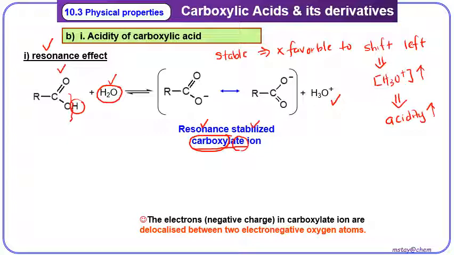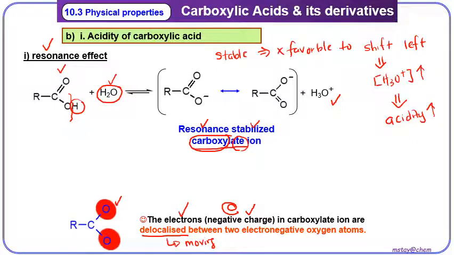So what is the meaning of resonance effect? When we want to explain something related to the resonance effect, the keyword we use is that the electron or the negative charge in the carboxylate ion is delocalized. Delocalized means they will be moving in between. That means they will not be at a fixed position. Like here, there is one oxygen over here, and then there is another oxygen at the bottom here. So the negative charge of the ion, if you look here, this negative charge will be moving in between these two electronegative oxygens.